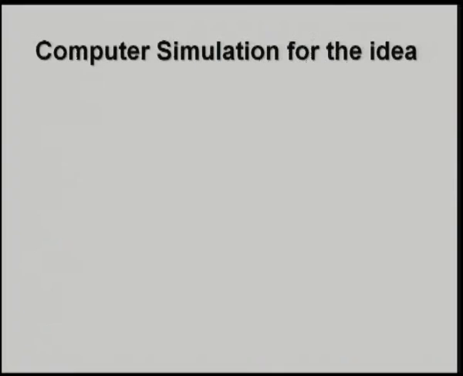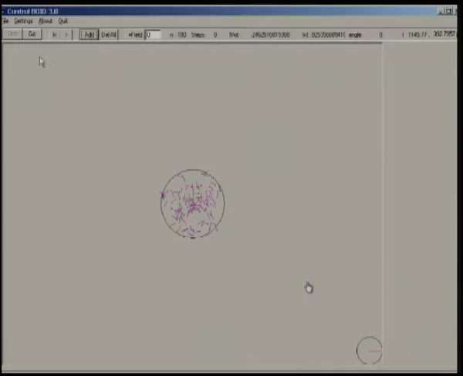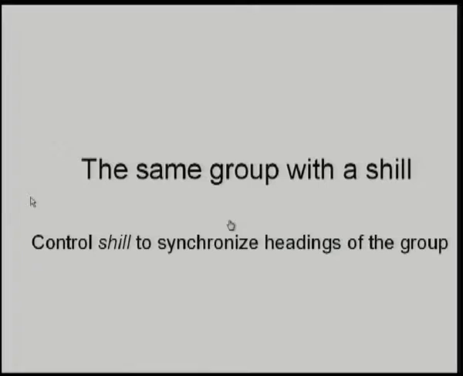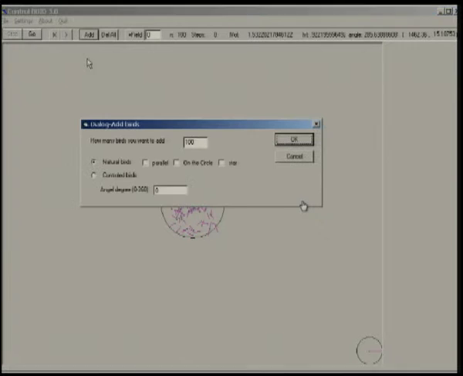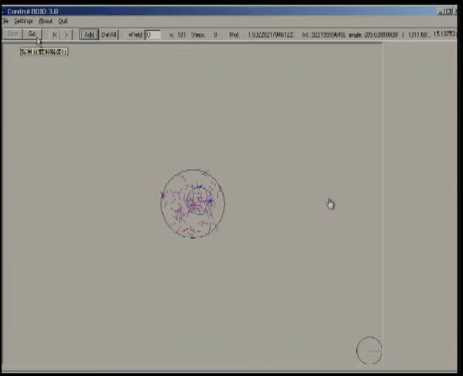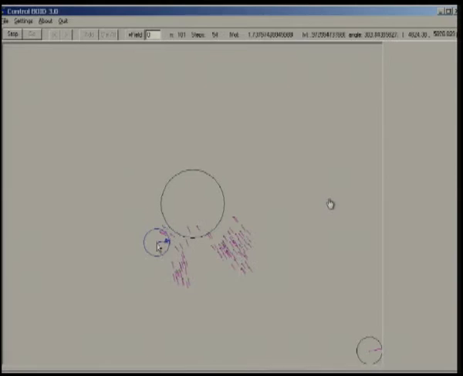Let me show you the idea of soft control by a computer simulation, which is just like a game. This is a group without a shill, and we can see that the group does not synchronize. They fly and divide into several subgroups. And now the same group, and we put a shill in it. In this movie, I control the shill's position and its heading by my hand, so it's like playing a computer game. You will see that I try to make them fly in the same way, and then make them get together into a group. And then later I will try to make them turn around.